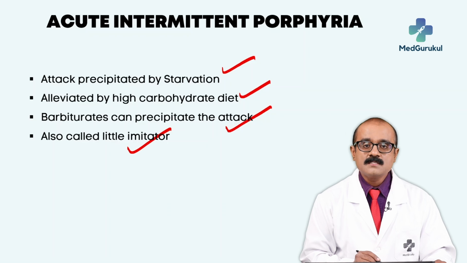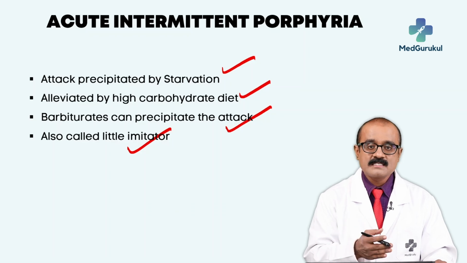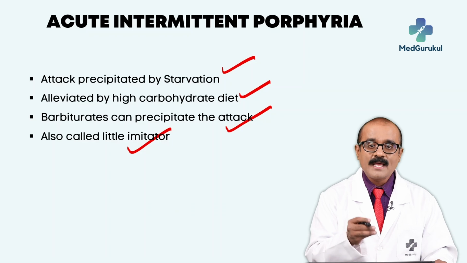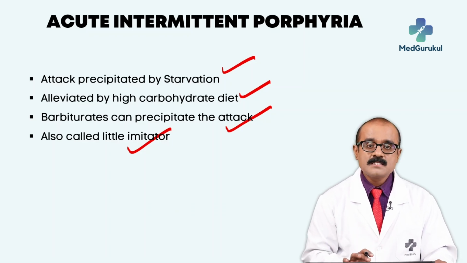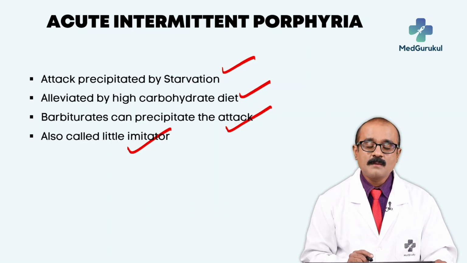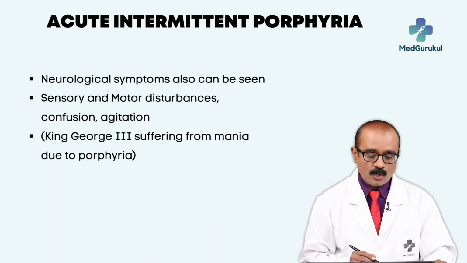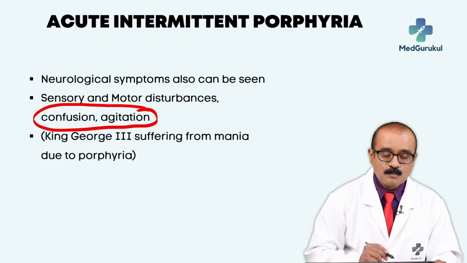What exactly happens is that most of these patients come with symptoms of abdominal pain. So, scans will be done, all other investigations, CT scan or ultrasound. After ruling things out, sometimes it has gone to an extent that they open up the abdomen and check for any infectious conditions, but still no infection is found. So, that is why it is called the little imitator. That means it imitates most abdominal conditions. Neurological abnormalities are more common. Sensory and motor disturbance, especially confusion and agitation, is most common.